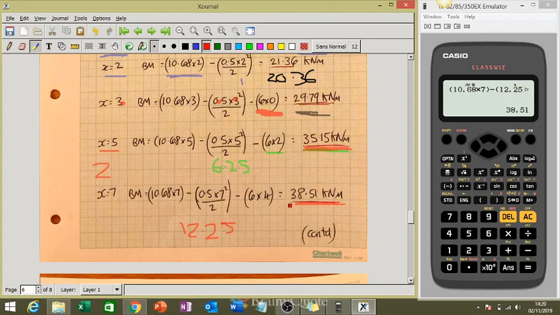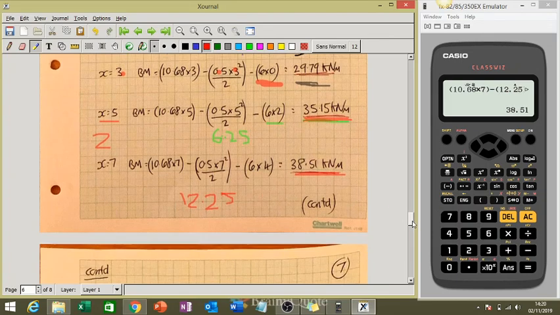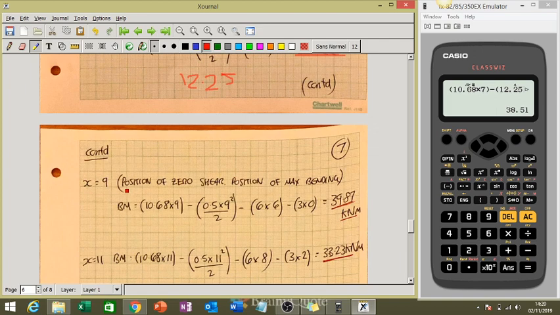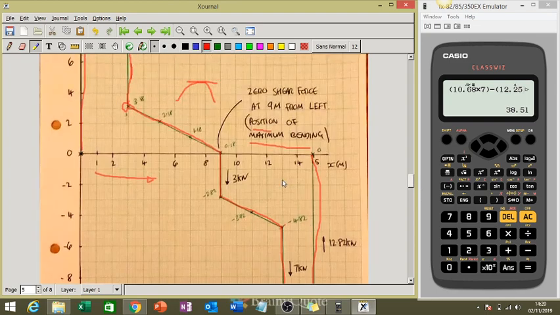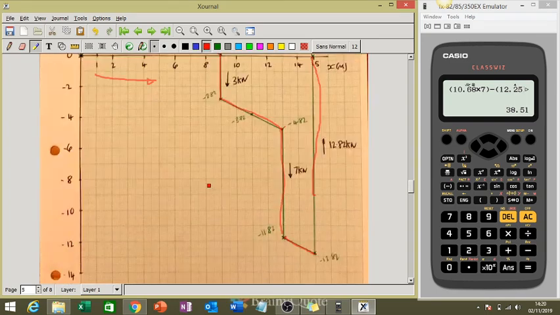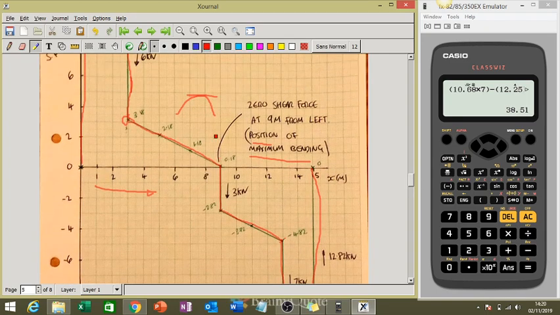That's the bending moment at that point. And my next point is 9. Make sure now you go to 9, because from our shear force graph we know that it goes across 0 at 9. So we're expecting this to be the biggest bending moment, where there's 0 shear force, which is maximum bending. So the top of our curve.